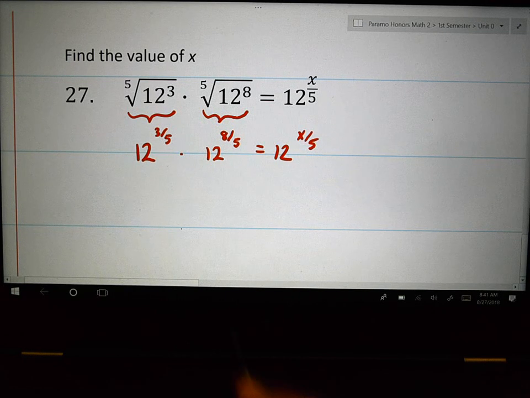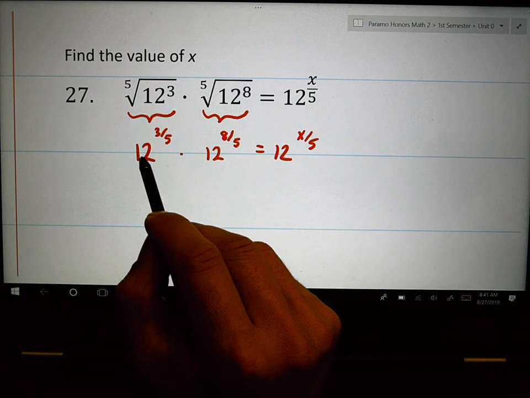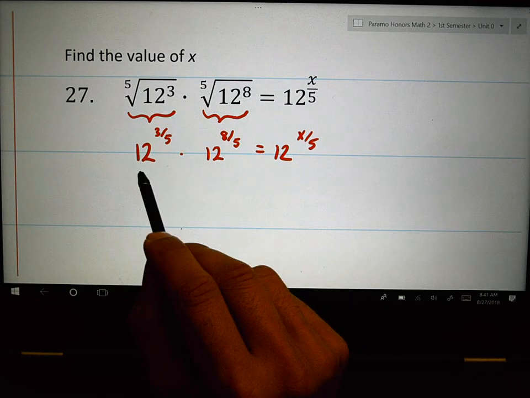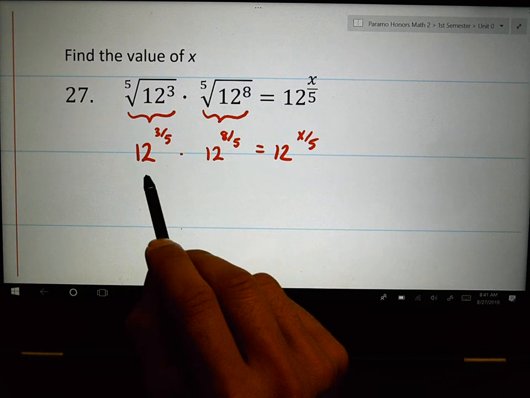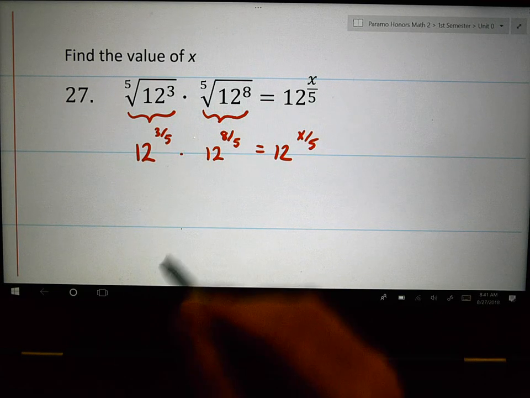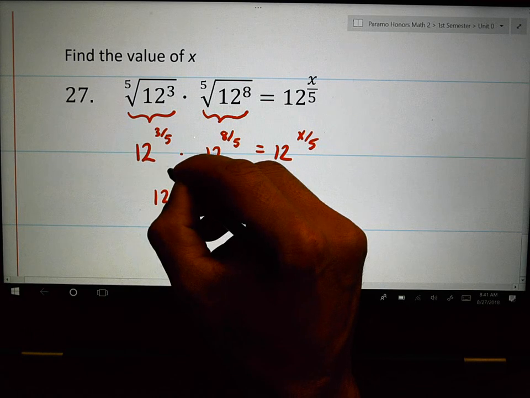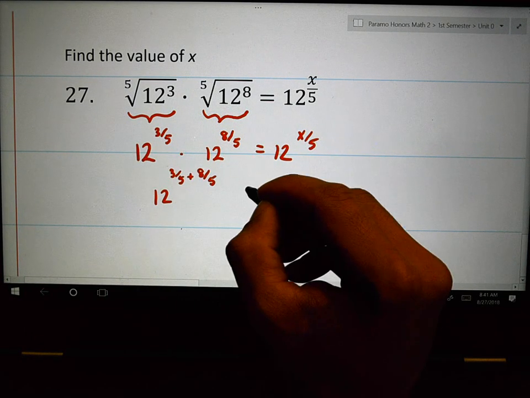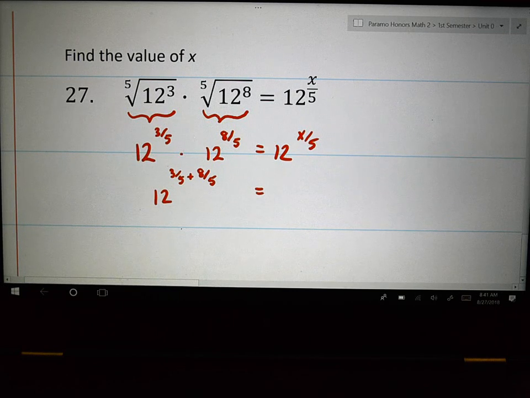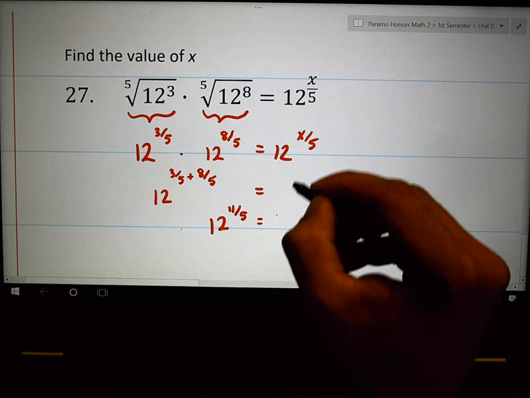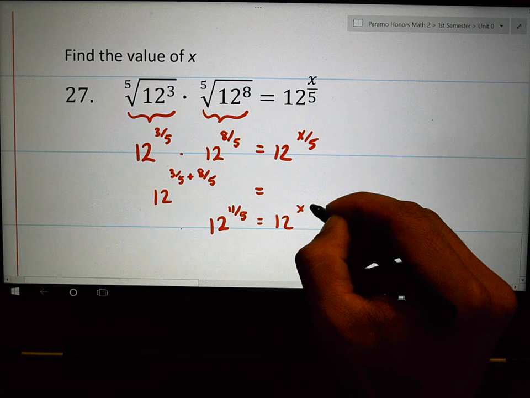And now we have this times that. When we multiply two things with the same base, I know that the rule says if they have the same base, you can just add their exponents. So I'm going to do 12 to the 3/5 power plus 8/5 to see what that is equal to. Actually, I know what that is. 3/5 plus 8/5 is 11/5. And this side is 12 to the x over 5 power.